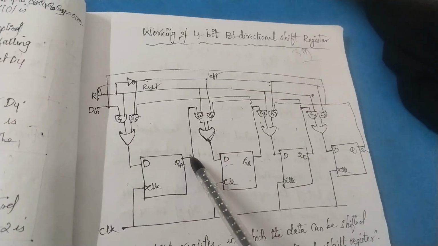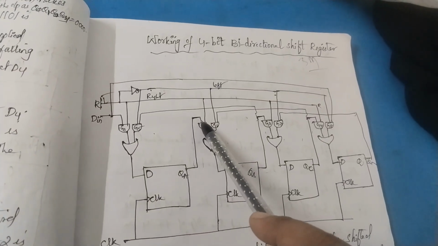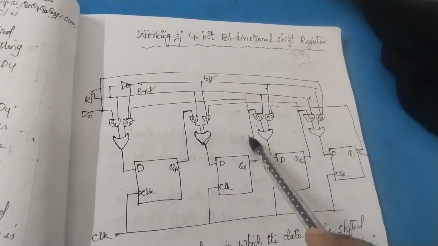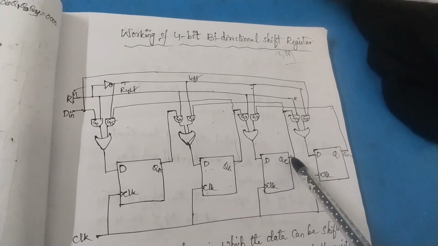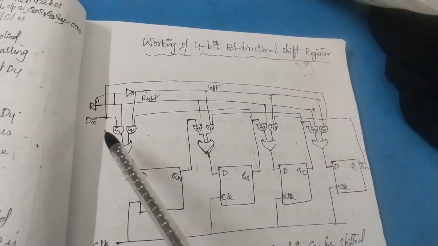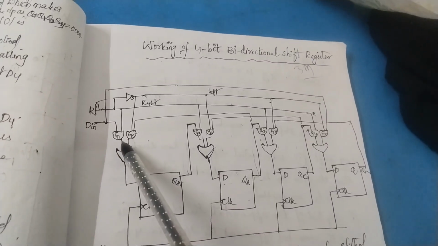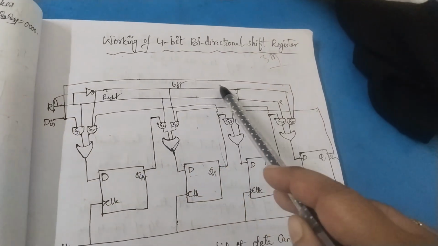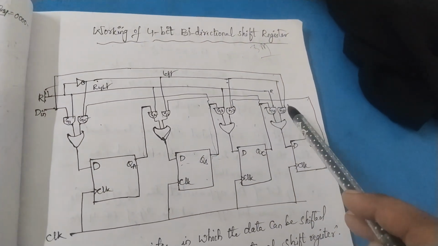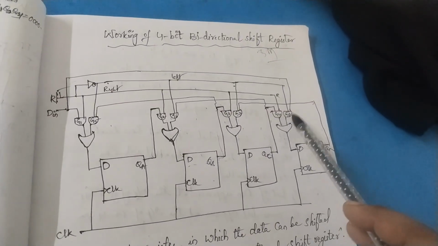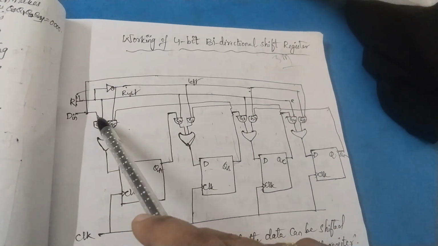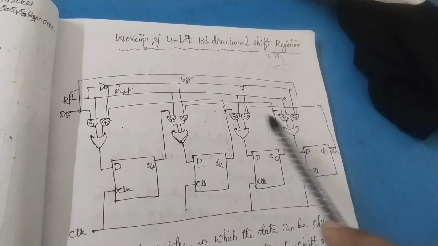Next, the output of the first flip-flop acts as input to D2. Similarly, this output acts as input to G3, and this output acts as input to G4. Additionally, we have to connect the D input to the first AND gate, and this connection should also be given to the last AND gate, that is G8. So this one you have to remember: D is given to the first one, and it is given to the last one.